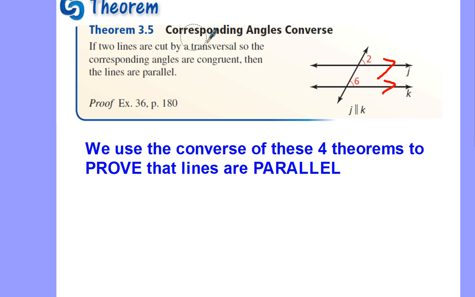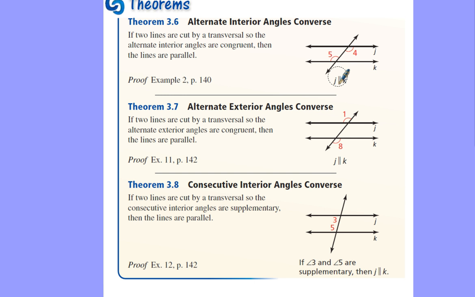We use the original ones when we are trying to prove that the angles are congruent because the lines are already parallel. We are using the converses to prove that the lines are parallel. And so let's take a quick look at our other three converses to these three angle pair relationships.